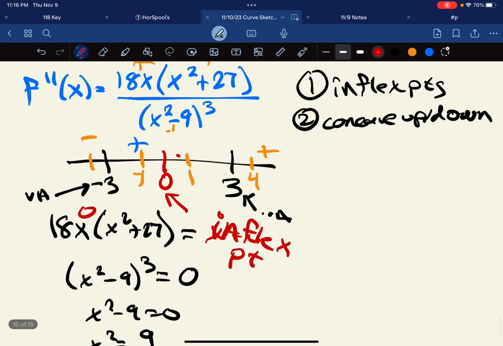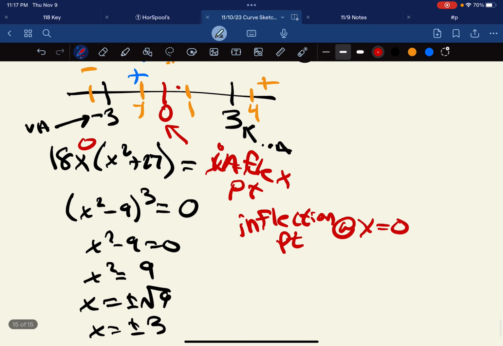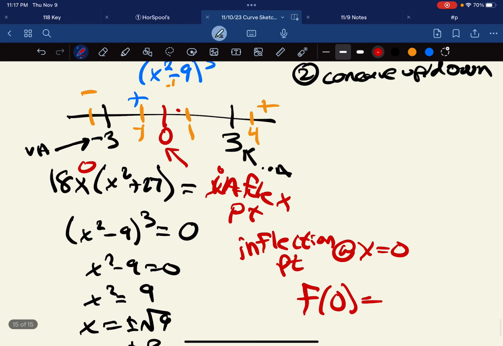So inflection points are just places where our second derivative goes from positive to negative or negative to positive. So we have an inflection point at x equals 0. And so you could plug this back into your base function to see what you would get.